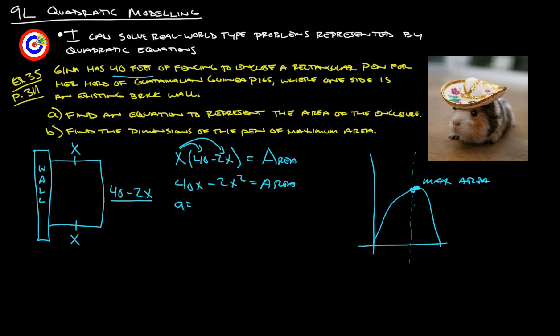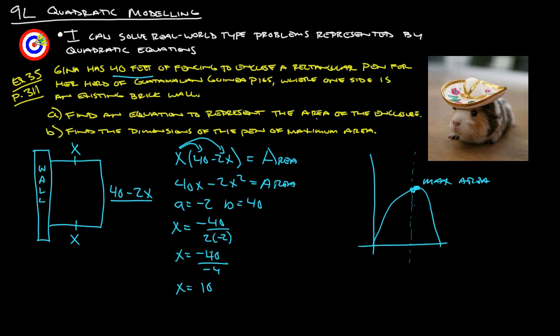In this case, a equals -2 and b equals 40. So to find our axis of symmetry, x equals -40 over 2 times -2. So we get -40 over -4. So the axis of symmetry is at 10. That means that the area is maximized when one of these sides here is equal to 10.